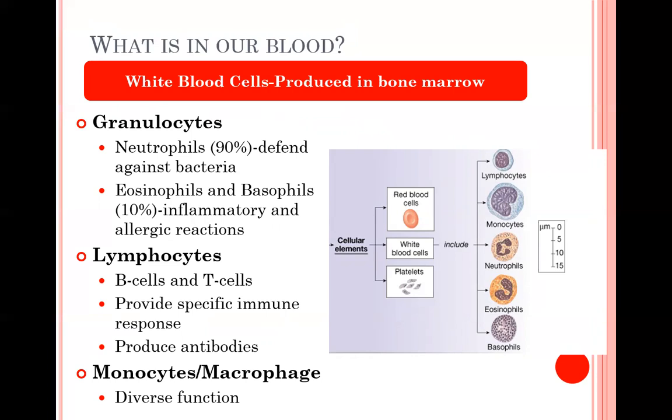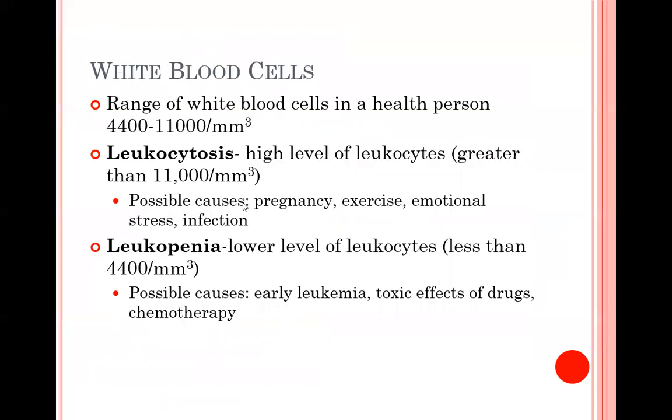Then there's monocytes and macrophages, and they have lots of diverse functions. This is a very, very overview of all this. White blood cells, the range of white blood cells in a healthy person is anywhere from 4,400 to 11,000. High levels of white blood cells puts you into leukocytosis, greater than 11,000.